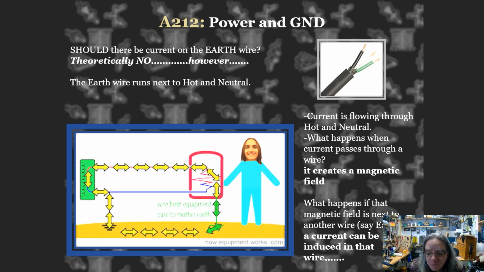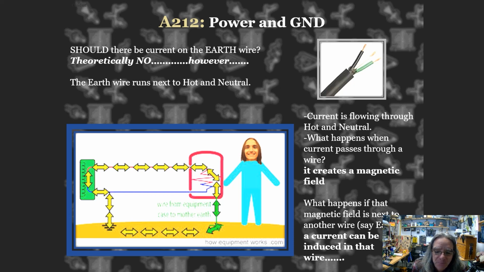Now, fortunately, the hot and neutral wire, because current flow has to go up through hot, through our device, and then back through neutral, that means they have opposite but ideally equal current flows on them. That means their magnetic fields are going to be opposite but equal as well. So most of that magnetic field, and the current it will induce, is going to be canceled out because hot and neutral are right next to each other.